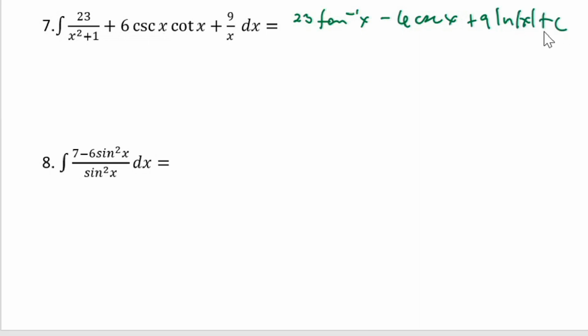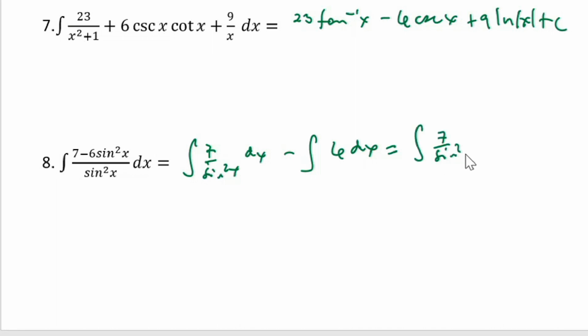So for number 8, we have the integral of 7 minus 6 sine squared x over sine squared x dx. First we are going to divide the given integrand. Therefore, it becomes the integral of 7 over sine squared x dx minus 6 sine squared x divided by sine squared x, which will just give us the integral of 6 dx. Or you can write that as one integrand: 7 over sine squared x minus 6 dx.